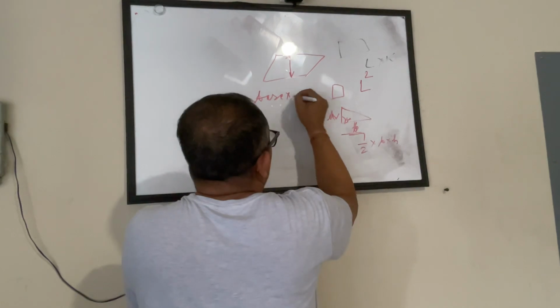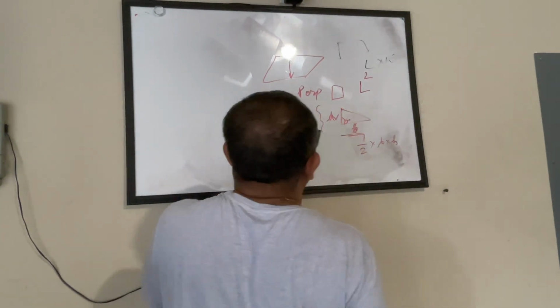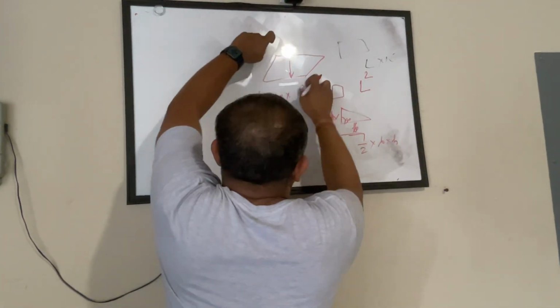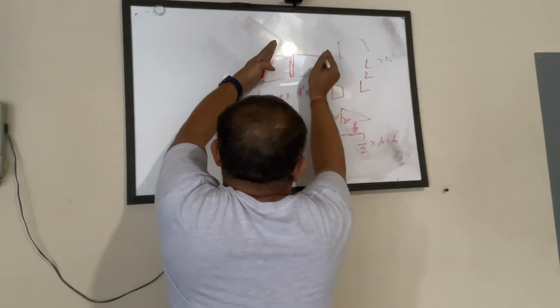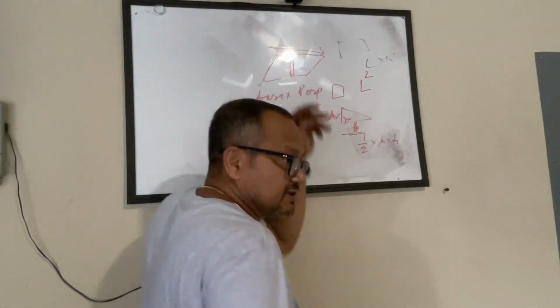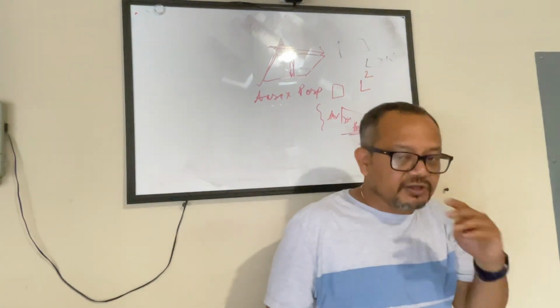And then we learned area of a parallelogram is equal to base times the perpendicular distance between lines. Perpendicular distance between the two lines. So if I take this as a base, I will find out this distance. If I take this as a base, I will find out this distance. The perpendicular distance. Okay? So these are the four things that we have learned.